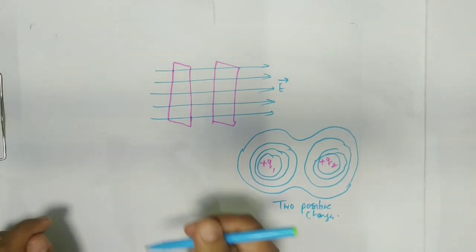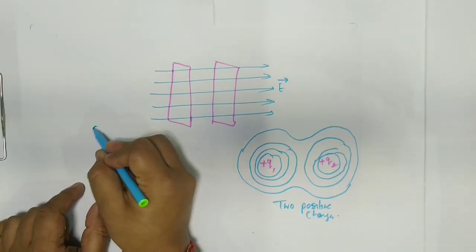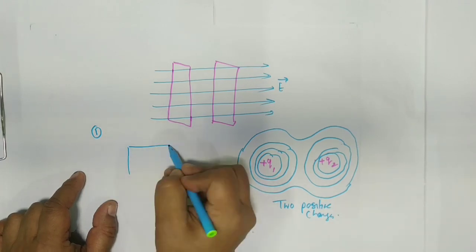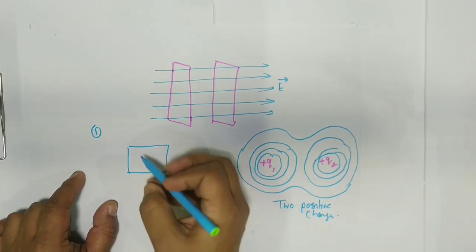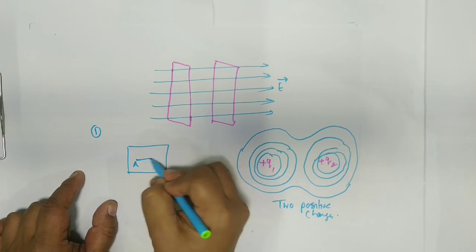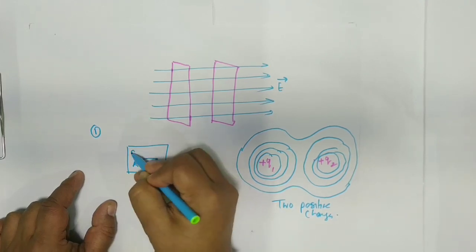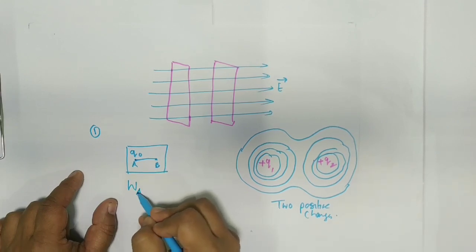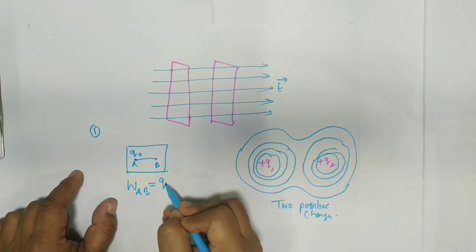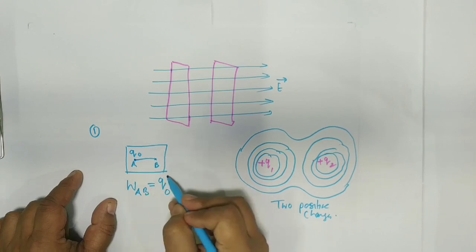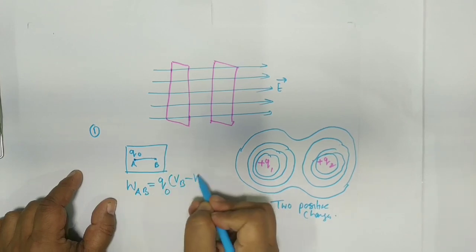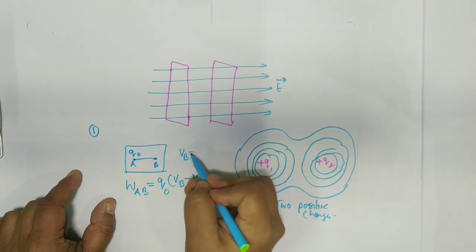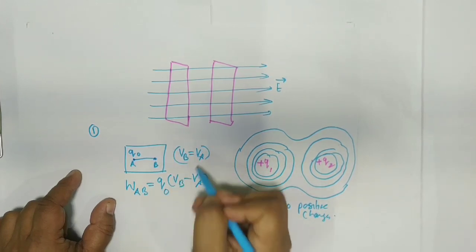Work done is 0. The first concept. Why is the work done 0? Very simple. You know that on any surface, if you take a charge from A to B, any charge, say Q naught, the work done is Q naught into VB minus VA. This is the potential difference. And if it's an equipotential surface, both will be the same.